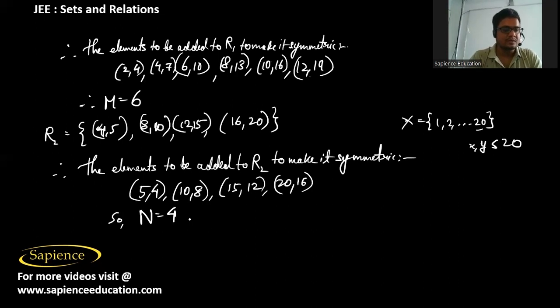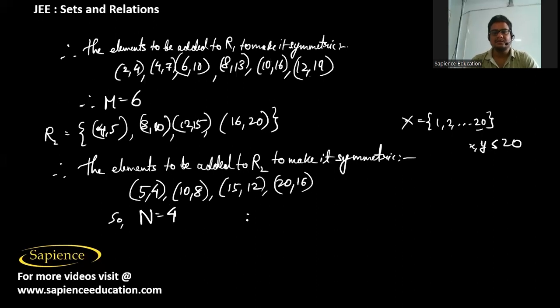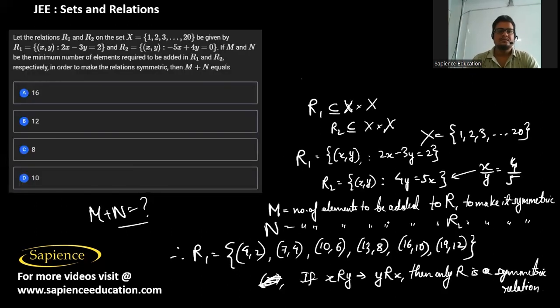So 4 elements we have to add. And then it is asked to find m plus n. Therefore, the value of m plus n will be equal to 6 plus 4, that is 10. So option D is the correct answer.